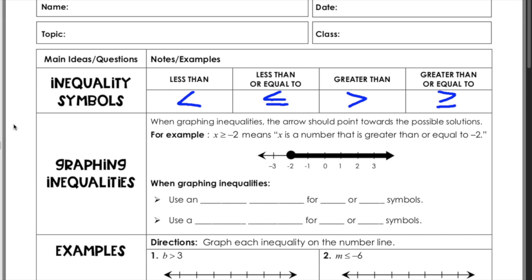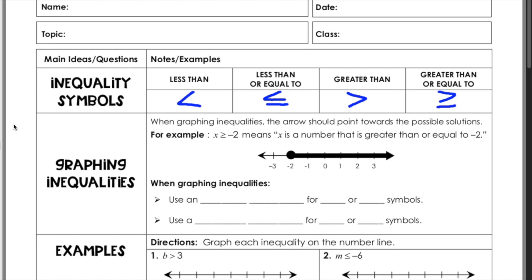So it says when graphing inequalities, the arrow should point towards the possible solutions. So when we graph our inequalities, we are graphing all of the possible solutions to the inequality. For example, if we have x is greater than or equal to -2, it means that a number can be greater than -2, but it can also be equal to -2.